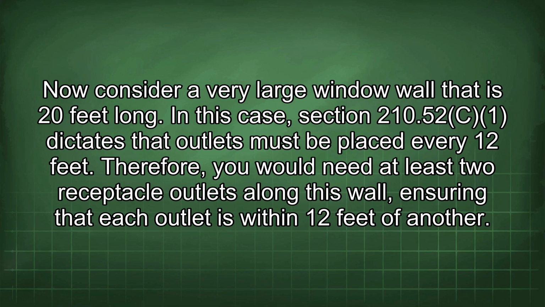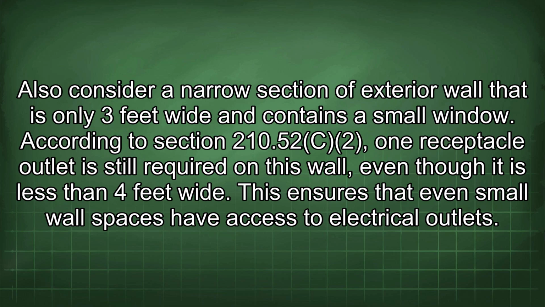Also consider a narrow section of exterior wall that is only 3 feet wide and contains a small window. According to Section 210.52(C)(2), 1 receptacle outlet is still required on this wall, even though it is less than 4 feet wide. This ensures that even small wall spaces have access to electrical outlets.